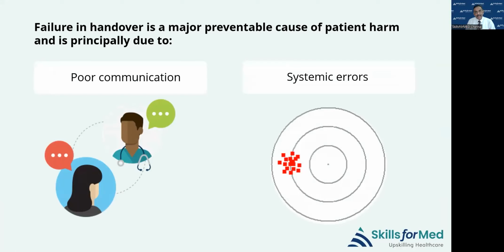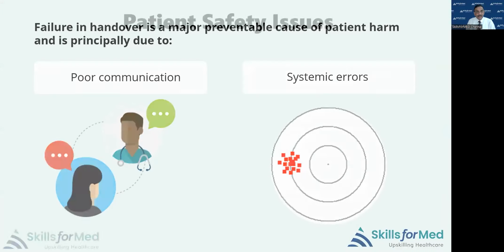So basically, the handover system is not well established in your hospital, and that is the reason it is happening. There is no point blaming the nurses or doctors, saying that handover is not done. We need to spend time to put the systems in place.